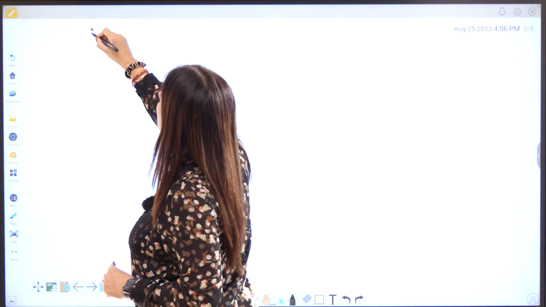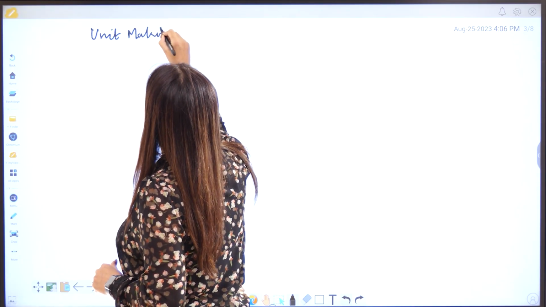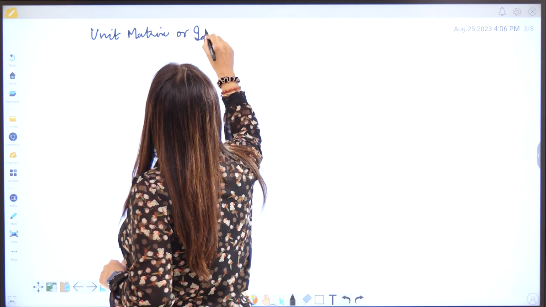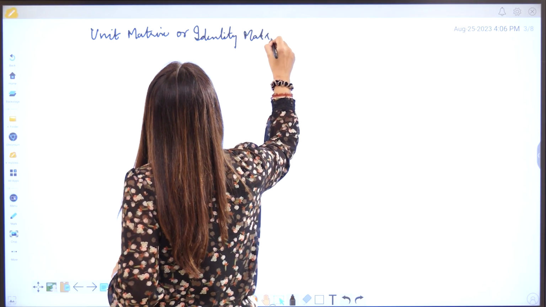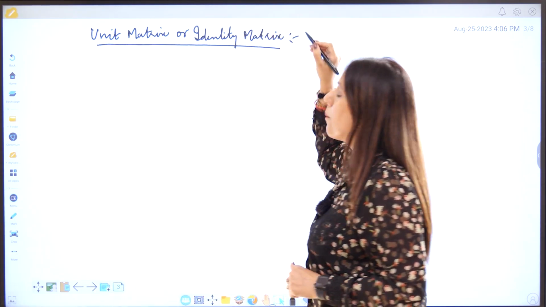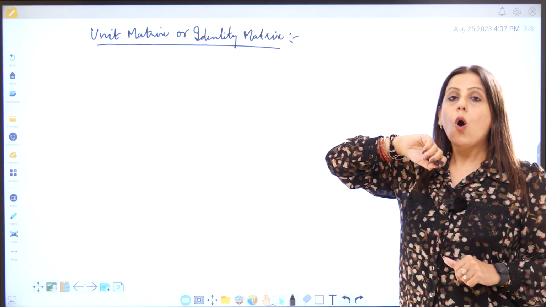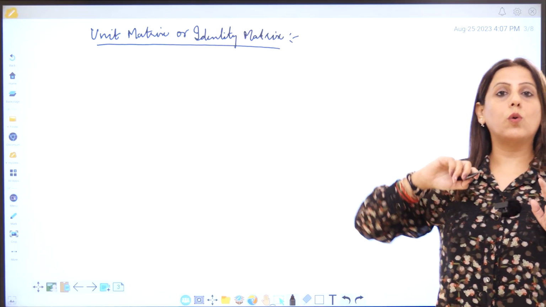Next we talk about the unit matrix. Unit matrix is also called the identity matrix. What is the unit or identity matrix? A matrix in which all the diagonal elements are unit, meaning equal to 1.